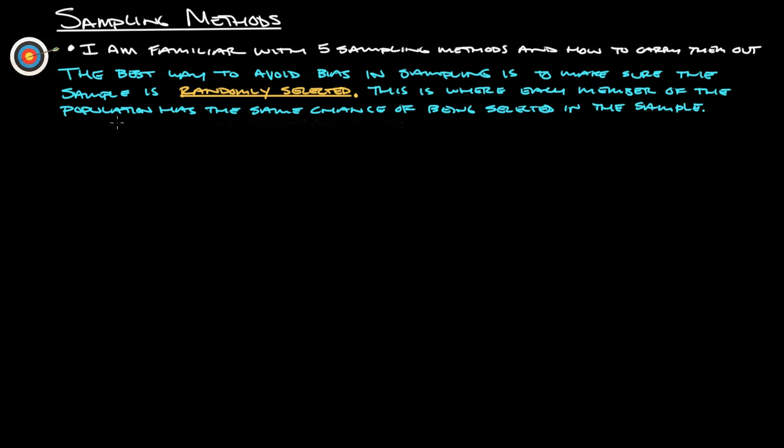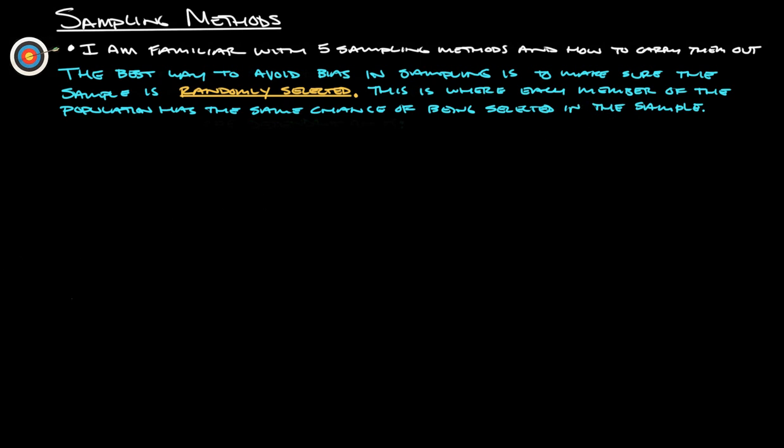I'm going to take you through the notes on sampling methods. At the end of this, you should be able to say, I am familiar with 5 sampling methods and how to carry them out. Okay, so first thing, best way to avoid bias in sampling is to make sure that the sample is randomly selected. This is where each member of the population has the same chance of being selected in the sample.